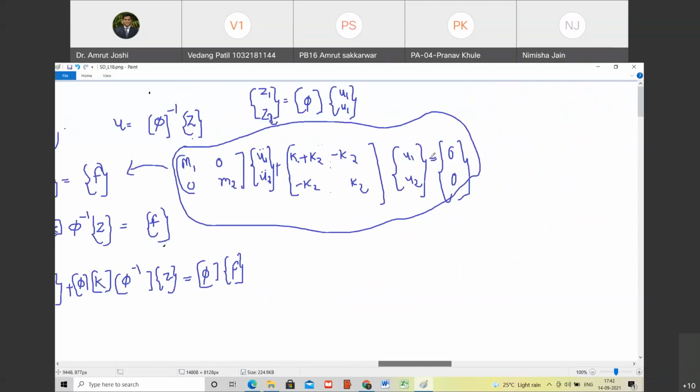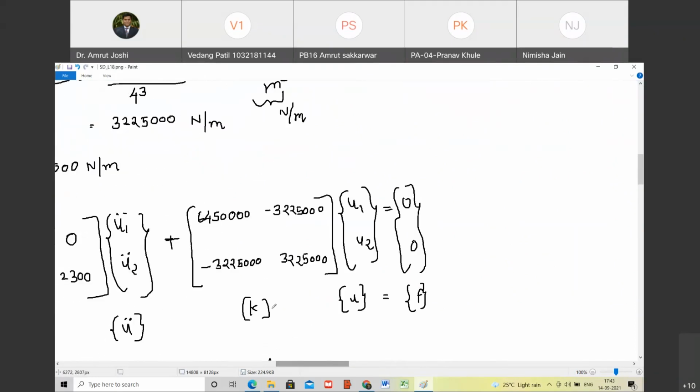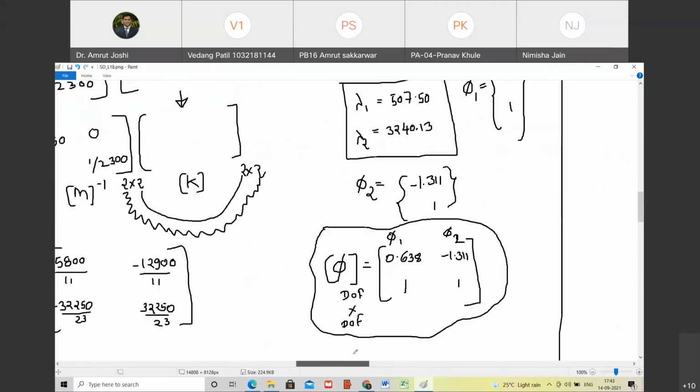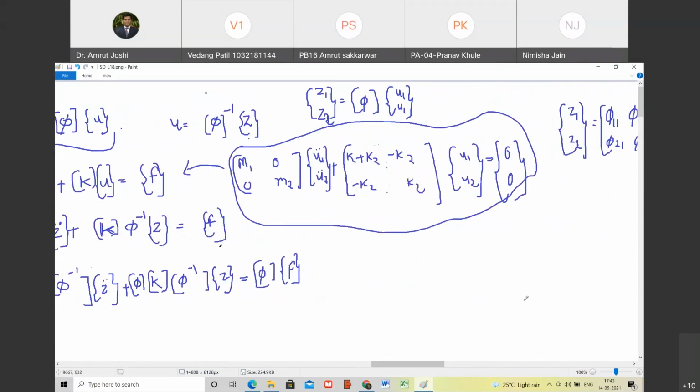Yes, sir. So I will write this phi matrix in longhand. So I have Z1, Z2. I am making a substitution. Z1, Z2 is equal to, I will call these elements first row first column, first row second column, second row first column, and second row second column. These are the elements of the phi matrix. Where did this phi matrix come from? We calculated the phi matrix from here. What are the elements? 0.638, minus 1.311, 1 and 1. So we know all these elements of the phi matrix. Are you with me?